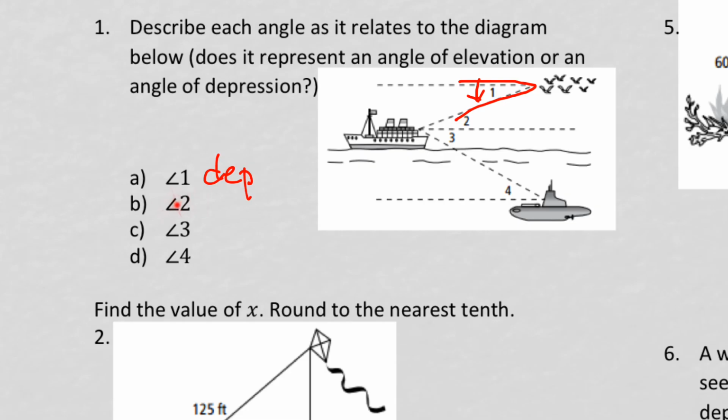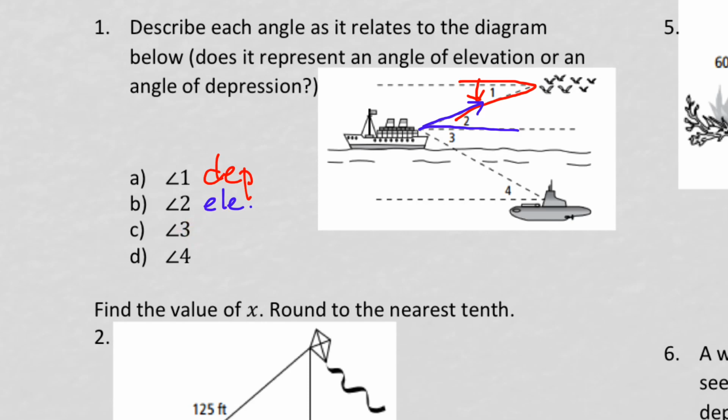1b asks you to identify angle 2. Angle 2 in this diagram is made from a person in the boat. There's a line of sight looking up at the birds. So because they're looking up, it's going to be an angle of elevation.